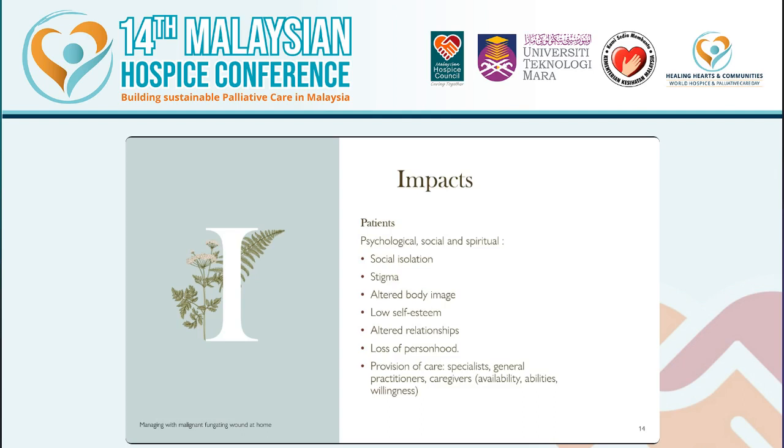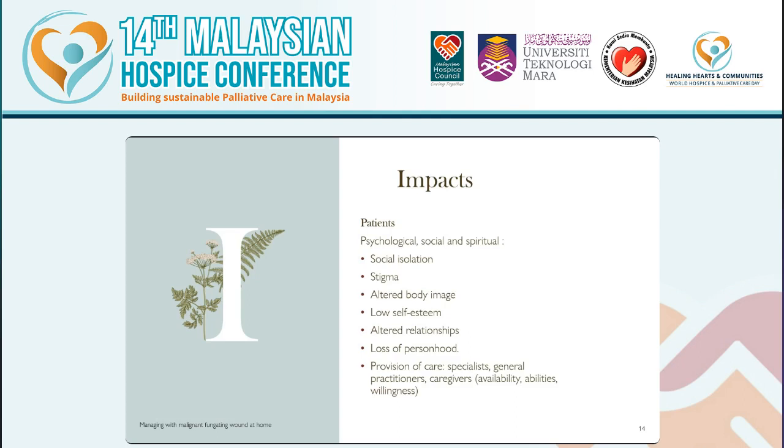They feel they are not normal anymore, especially if the wound is visible. It will also cause them to have low self-esteem. Because of the wound, their relationship can be affected too.